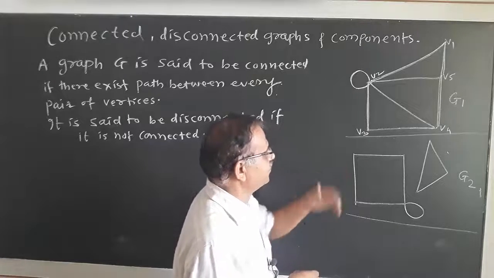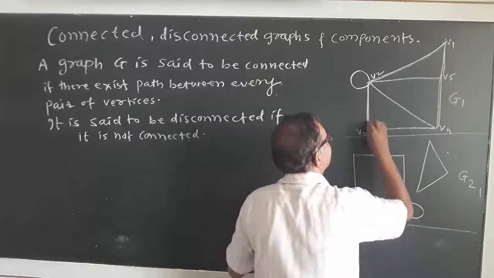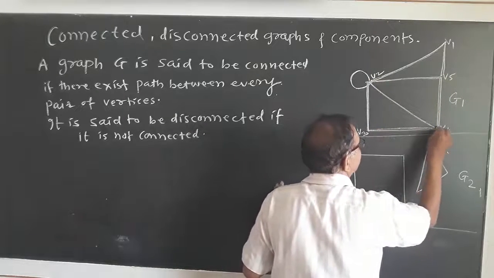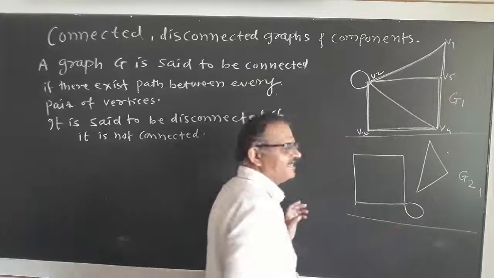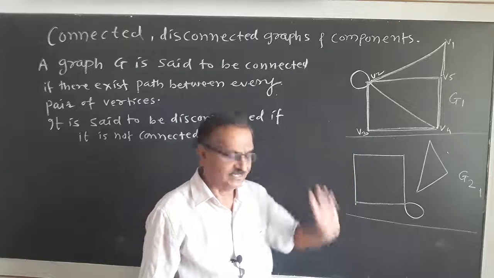See, V3 to V5. V3 to V5, there are two paths. One is from V3 to V2, V2 to V5, and second V3 to V4, V4 to V5. That means there is a path between each pair of vertices, therefore this graph is connected.